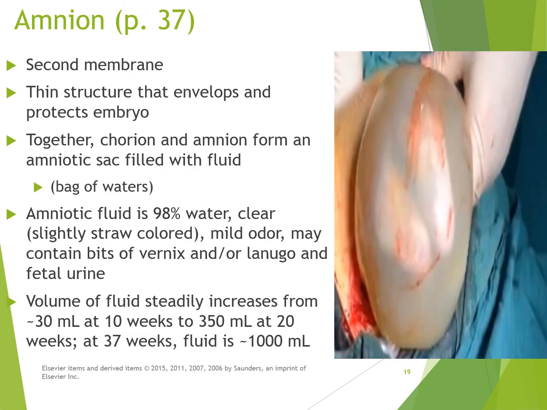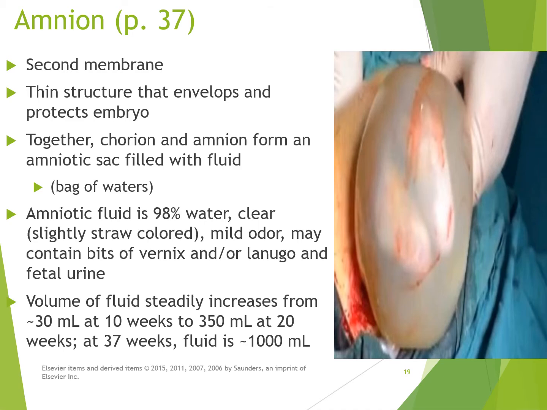And lanugo. Lanugo is fetal hair. It can cover a baby's body. It can be on their shoulders. They can be born with it. It's just this fine, fine little tufts of hair on them. And then fetal urine. As the fetus grows, they swallow amniotic fluid and then they pee it out. And that's what continues the cycle of amniotic fluid. So the volume of fluid in that amniotic sac steadily increases from 30 mils at 10 weeks to 350 mils at 20 weeks. And at 37 weeks, fluid is 1,000 mils.